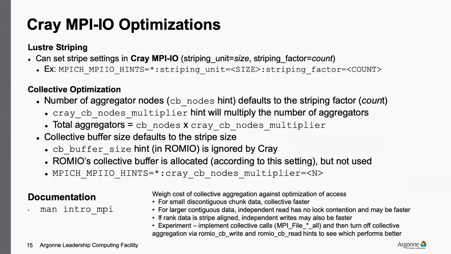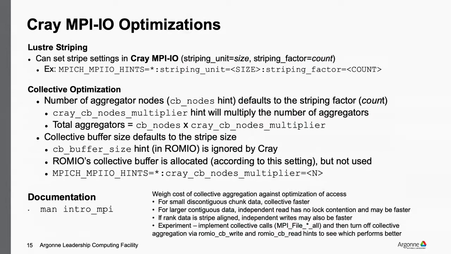So more is not necessarily better. And there's a default setting with, I don't recall the exact, but I think it's 1 per node. So for example, if you're running 64 ranks per node, 1 rank will be the aggregator for that node.